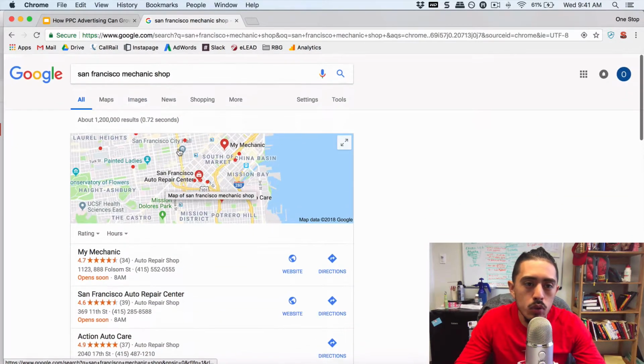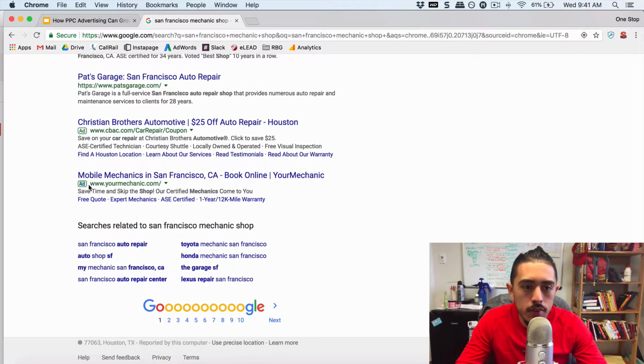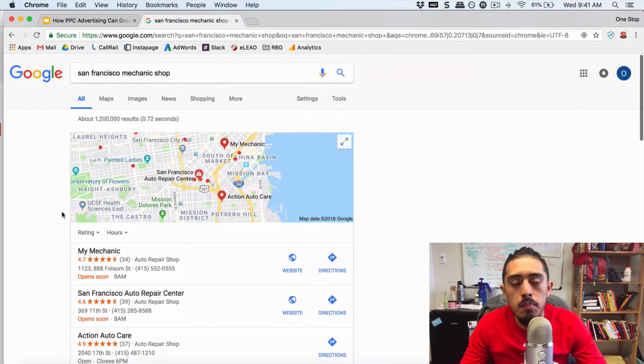Now, sometimes you'll also have ads up here above the local 3-pack. With Google AdWords, that's where you'll be. Here, where you see this little green box where it says ad, these are businesses paying money in order to show up on the first page of Google.